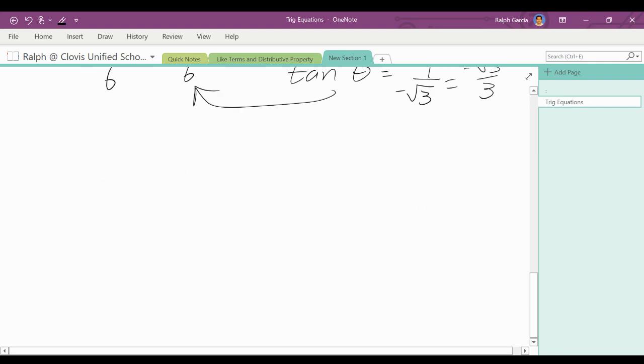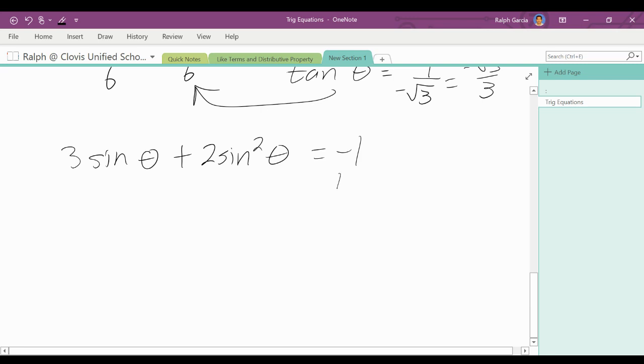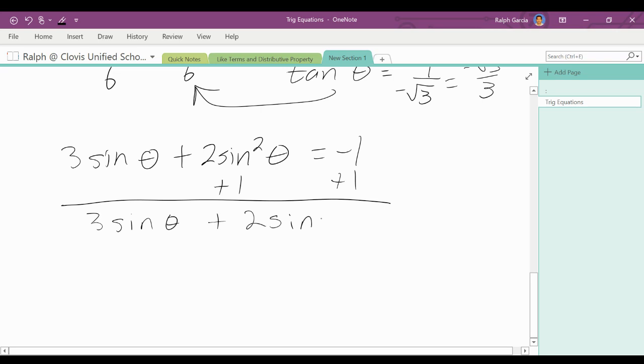All right, let's do 2 more here. So let's look at 3 sine theta plus 2 sine squared theta equals negative 1. So same thing, get it set equal to 0. So I'm going to add 1 to both sides. And I'm going to get 2 sine squared theta plus 3 sine theta plus 1.